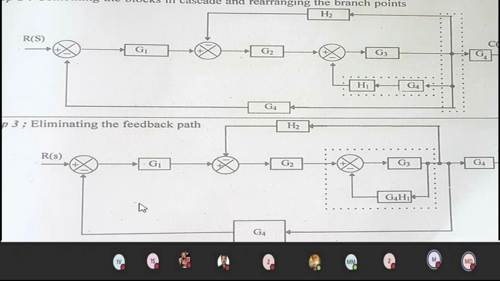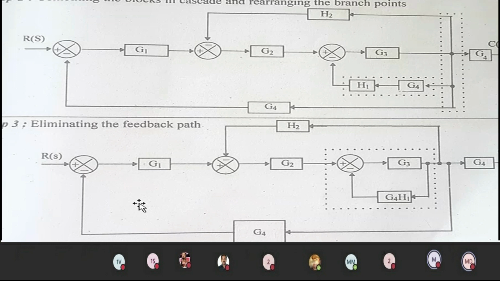So you can notice that even though initially the problem seemed to be complex, by proper application of the rule, the problem seems to be very simple. The students should never forget the rule for elimination of negative feedback. G divided by 1 minus GH is for positive. G divided by 1 plus GH is for negative. Now we have eliminated the cascade and we have eliminated the negative feedback also.